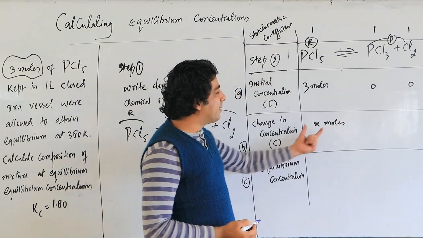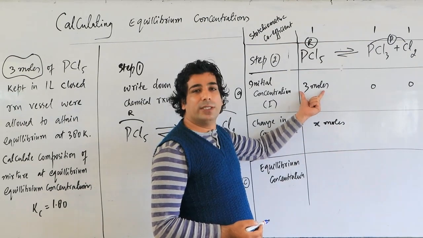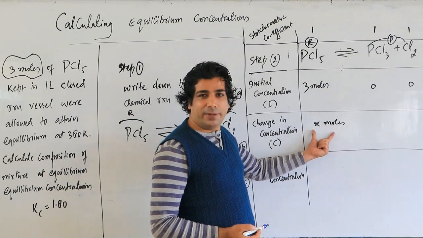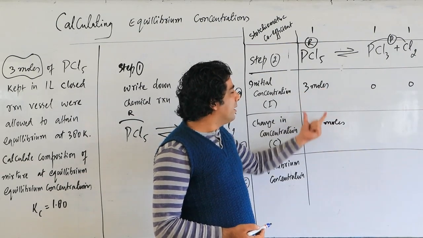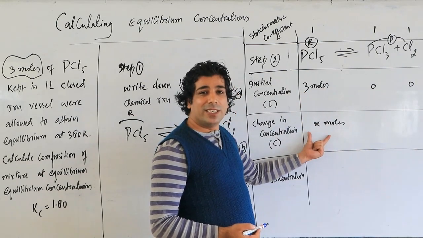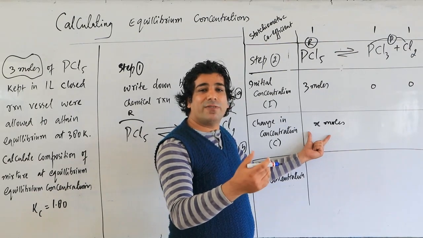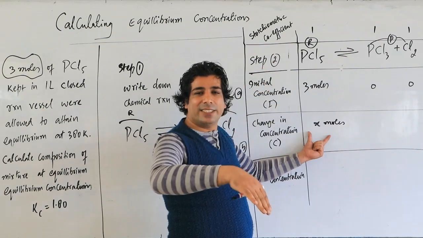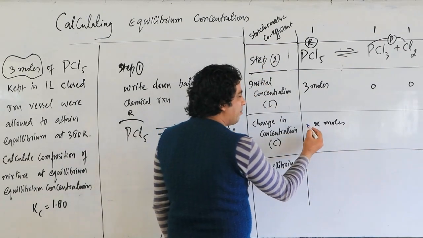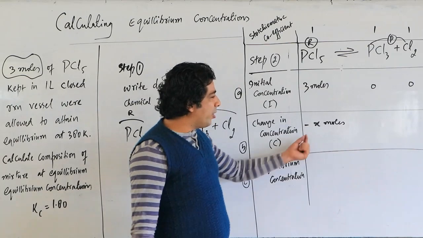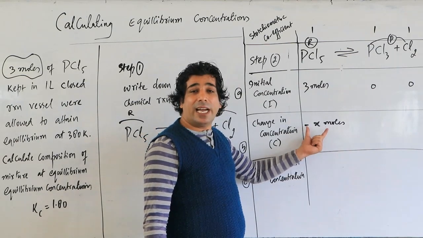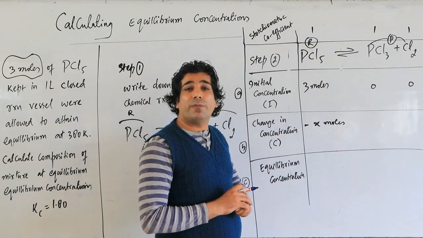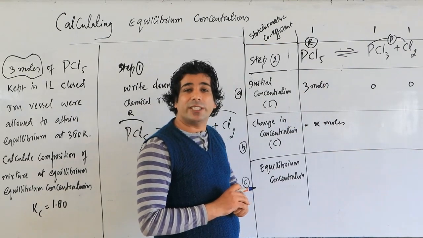Let us suppose X moles out of 3 moles are dissociating. When they are dissociating from 3 moles, it means this will lead to a decrease also. When some amount of PCl5 is changing into PCl3 and Cl2, that means PCl5 will decrease. So I will take this X moles as minus. What is the meaning of this minus X moles? This is the amount of PCl5 decreasing. X is here the amount of PCl5 decreasing or dissociating.